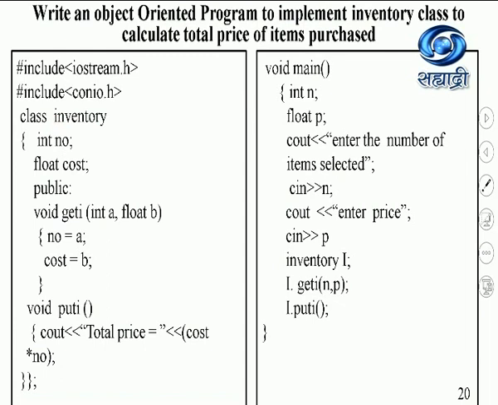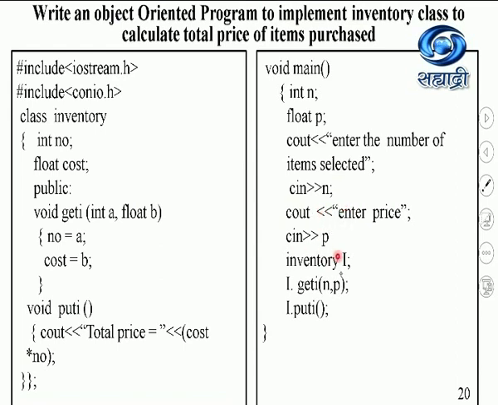I have taken number for the number of items that we are going to purchase and the cost. Get, I will say, takes whatever number of items we are going to purchase and the cost at which we are going to purchase. Put will simply put the total price as cost into the number of items. In void main, I have taken two variables n and p. Enter the number of items we selected. Suppose I have taken 10 pens, so I will say 10, at the price of 10 rupees. So enter the price. This will be again 10.